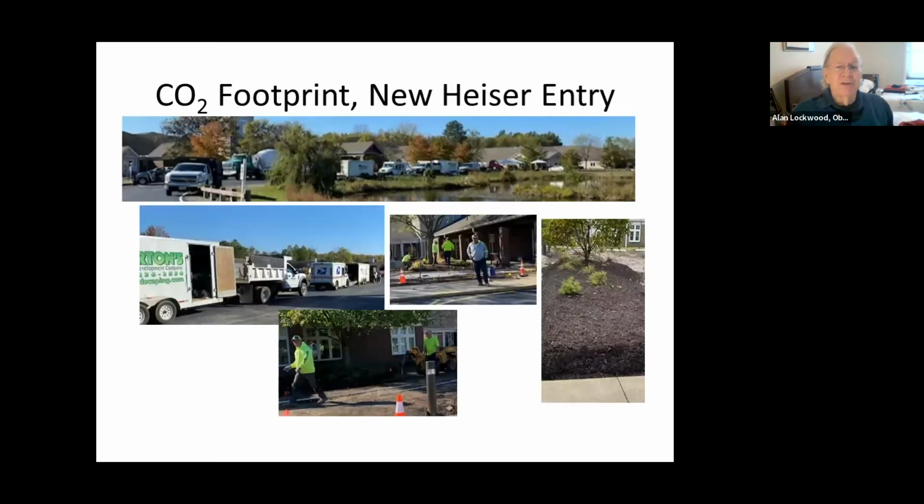So to illustrate some of the things that detract from the sequestration of CO2 by trees, take a look at these pictures that I took all on the same day as workers were planting a new entryway to the Heiser Community Center here at Kendal. And at this top image, we see a diesel truck that's full of mulch, a cement mixer, which is a diesel-powered truck that's full of cement, and cement is one of the most CO2-intense industries in the United States.